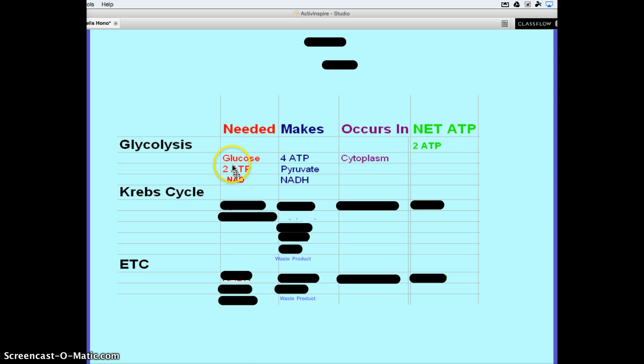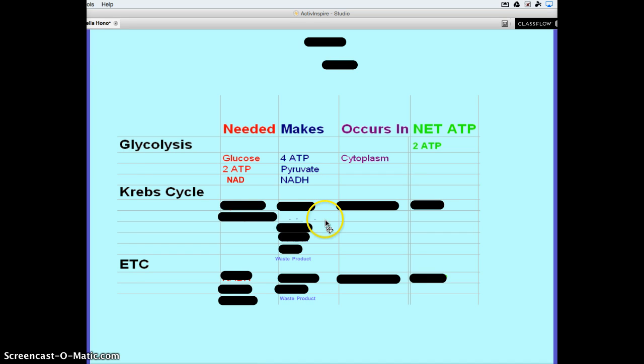2. If I invest 2 and I make 4, I really only made 2. This is the only part where there's an actual net, okay, in glycolysis. And if you look at the full process, anything that follows glycolysis can have a net technically, because the net of glycolysis is less than the total yield. Does that make sense? Kind of.